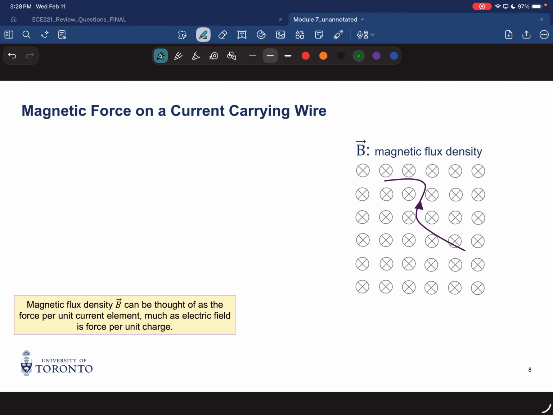Now, what do we have? We found that just like moving charges, if you have a piece of current in the presence of the magnetic field, there will be a force on it. So let's see how much that force is. We have a current I. We know that FM is QU cross B. We also know that I is delta Q over delta T.